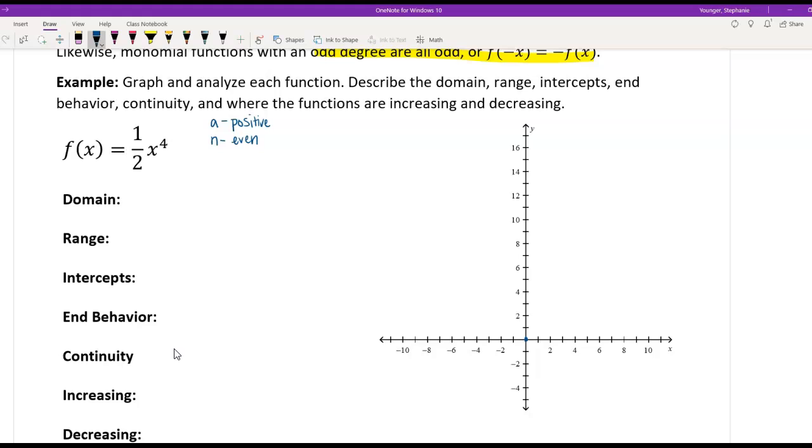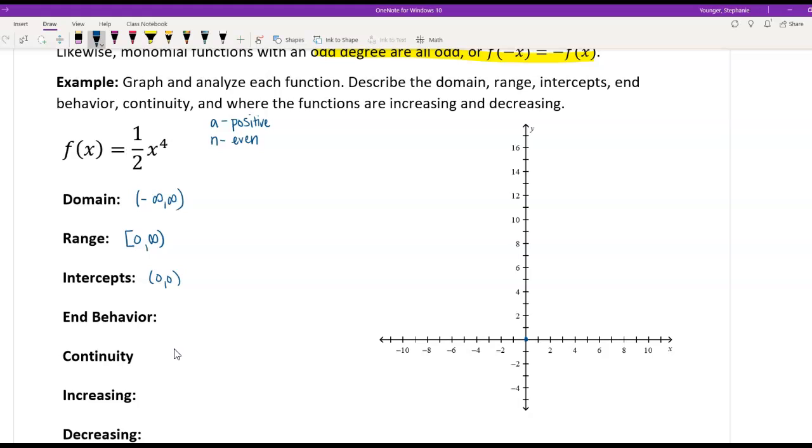All right. So even before I graph that, because it is that U shape, I know what my domain is going to be. I know that my domain is going to be negative infinity to infinity. I don't even have to graph this yet, just because of what we learned. My range starts at 0 and goes to infinity. And this is all because I know that a is positive and n is even. My intercepts, I only have the one at 0, 0.